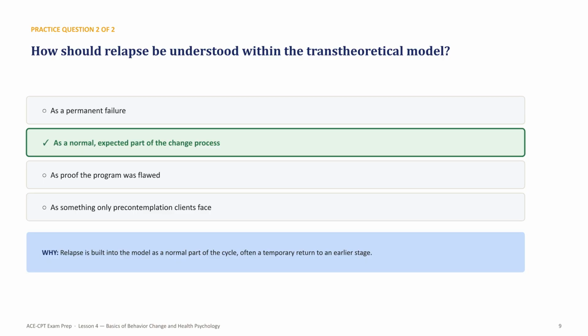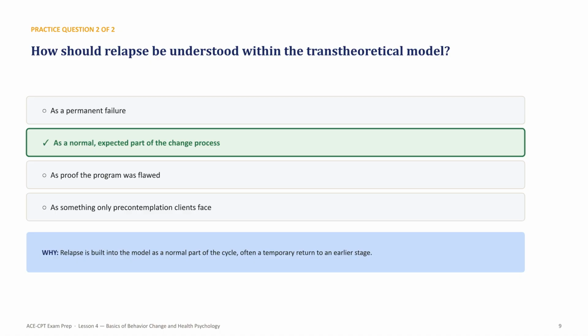Here's your second practice question. How should relapse be understood within the transtheoretical model? Your options are as a permanent failure, as a normal, expected part of the change process, as proof the program was flawed, or as something only pre-contemplation clients face. Take a moment to think it through.